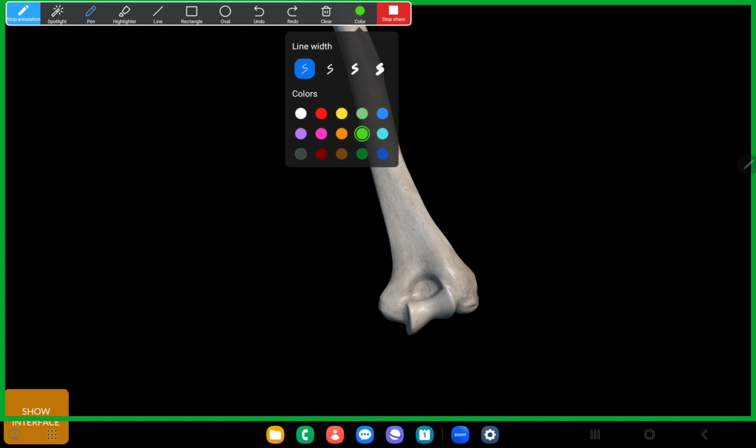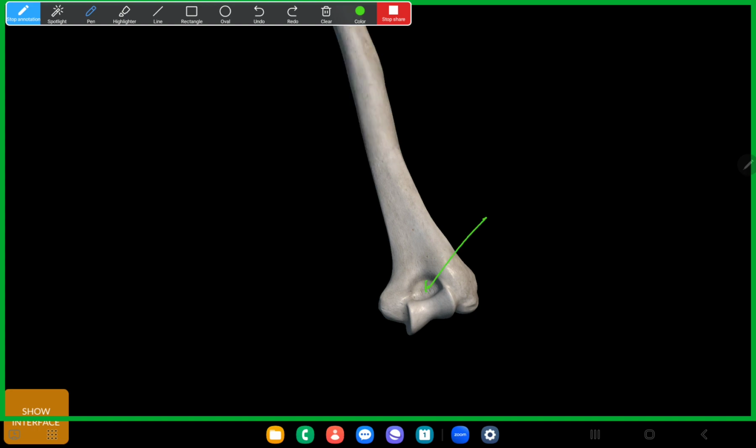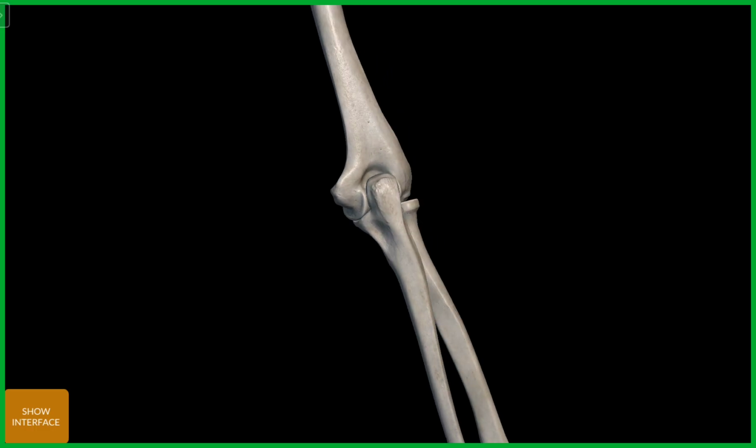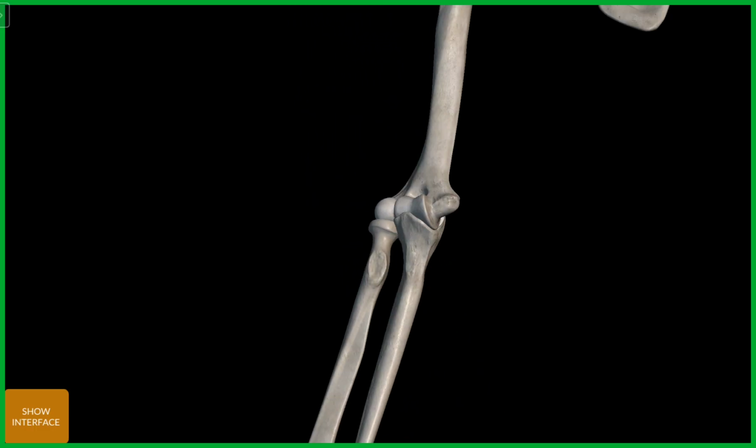Here is the posterior aspect of the lower end and this is the olecranon fossa. Third one, olecranon fossa. It is a depression above the trochlea which is present in the posterior aspect. This olecranon fossa gets its name because the olecranon process of the ulna accommodates in this fossa. Here you can see how the olecranon process of the ulna accommodates in the olecranon fossa.